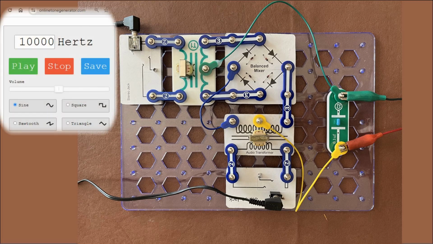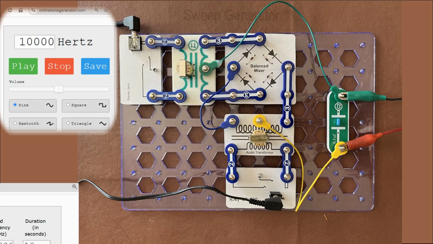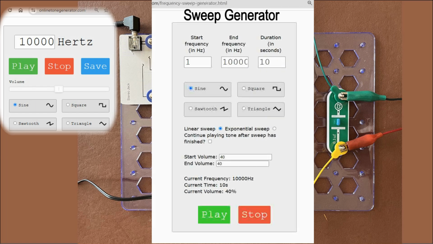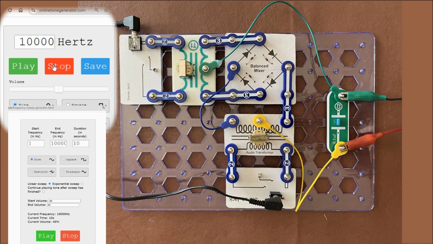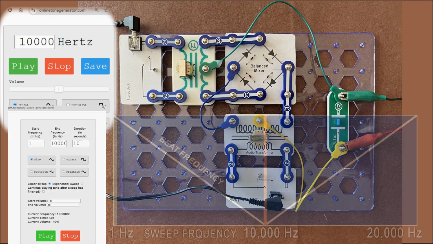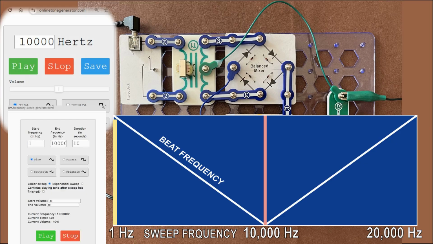We set the tone on one computer at 10 kilohertz. That's 10,000 cycles per second. And on the other computer, we used the sweep generator function that the website offers us. This generates a tone that gradually increases in frequency, like this. What happens when we feed both the stationary tone and the sweep tone into our balanced mixer? The mixer should cancel out both tones and give us only the beat frequency between them, like this.